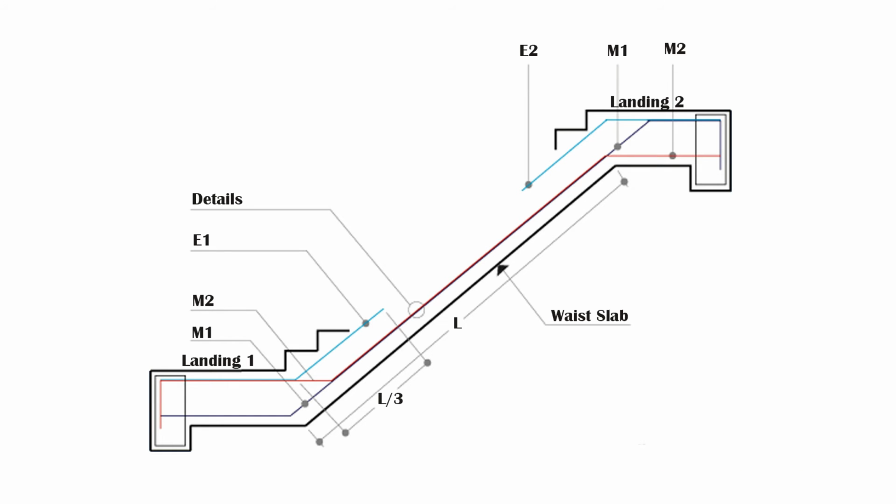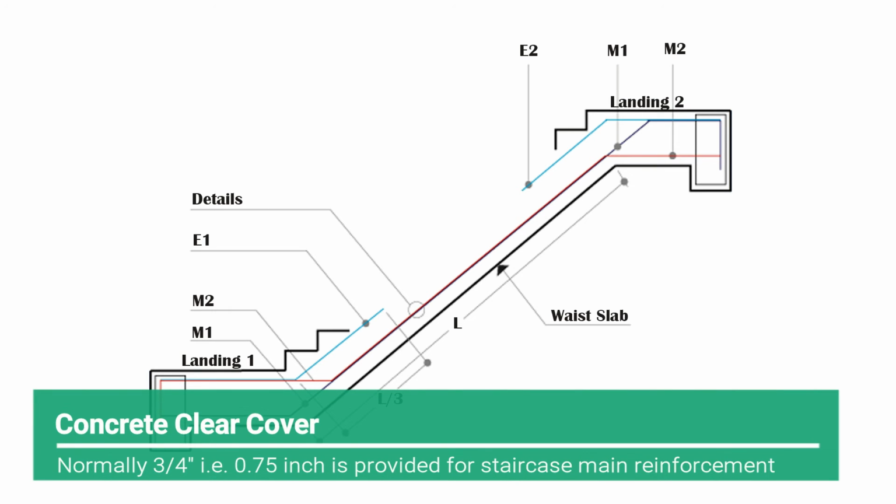Another main reinforcement, shown as M2 in the figure, starts from the top of the first landing, goes through the waist slab, and will stay on the bottom of the second landing. M2 spacing can also be assumed as 8 inches. Concrete clear cover for both M1 and M2 bars is normally maintained at 3/4 of an inch.